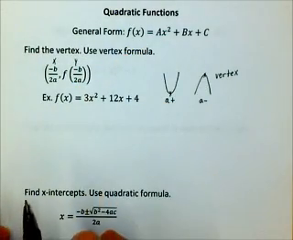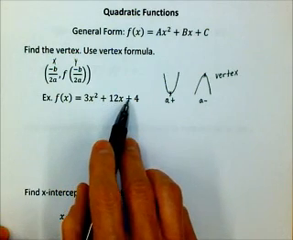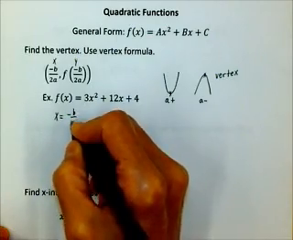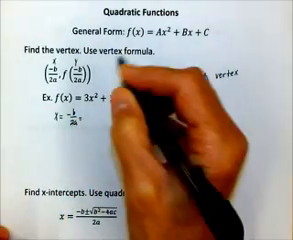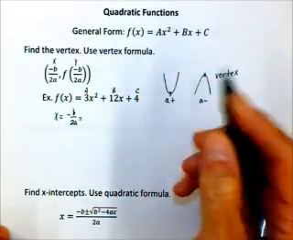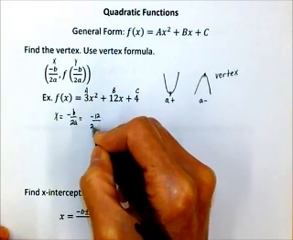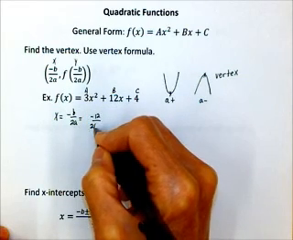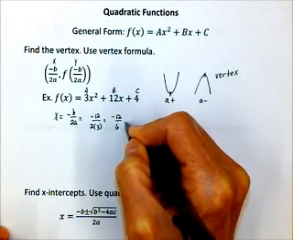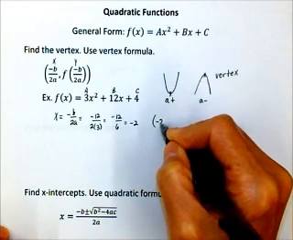Let's try an example. We have f of x equals 3x squared plus 12x plus 4. x equals minus b over 2a. So what is b? Well, this is a, this is b, this is c. So b is 12, so minus b will be minus 12 over 2 times a, which is 3. We simplify that, we have negative 12 over 6, which is negative 2. So the x value of the vertex is negative 2.